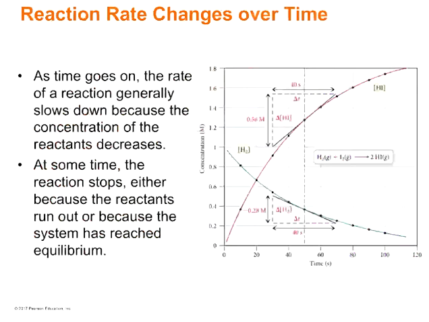Now, as time goes on, the rate of a reaction generally slows down because the concentration of the reactants decreases. So you'll notice that these curves are starting to level out as we go on. And again, at some point, we'll reach a time point where the concentrations are no longer changing. So at some time, the reaction stops, either because the reactants run out or because the system has reached equilibrium.